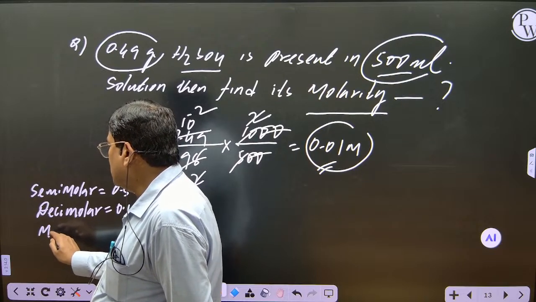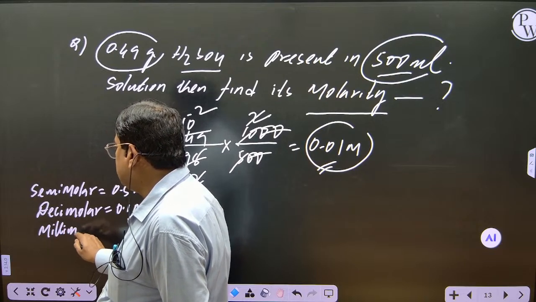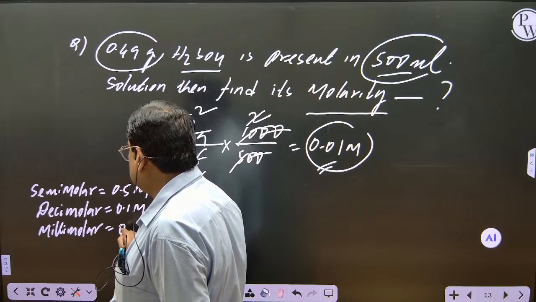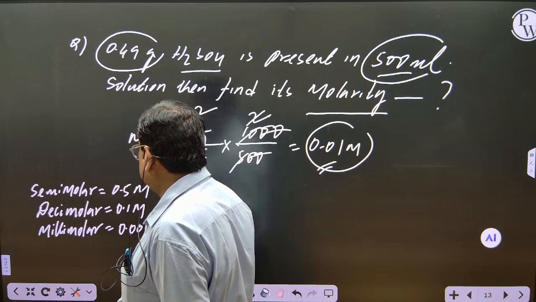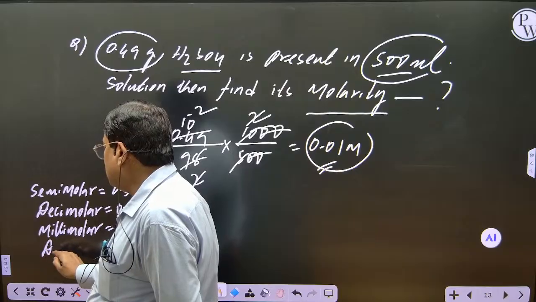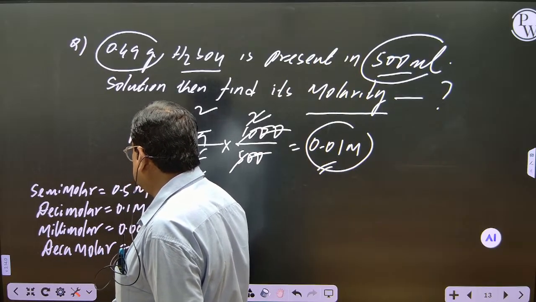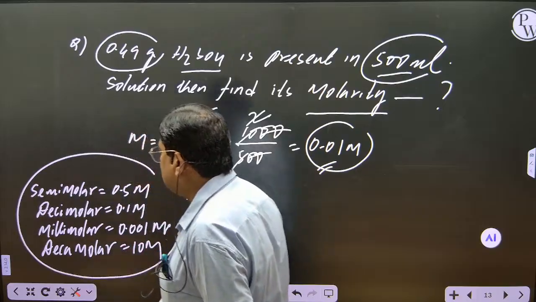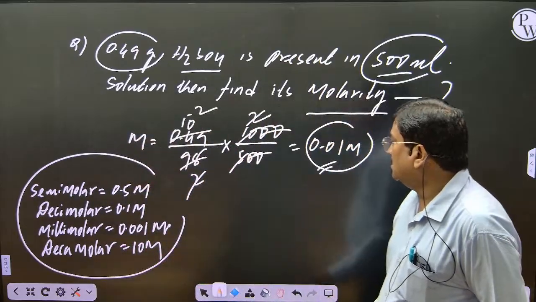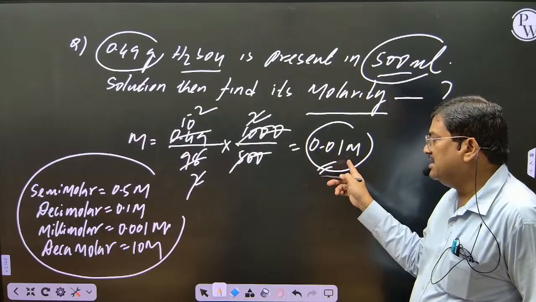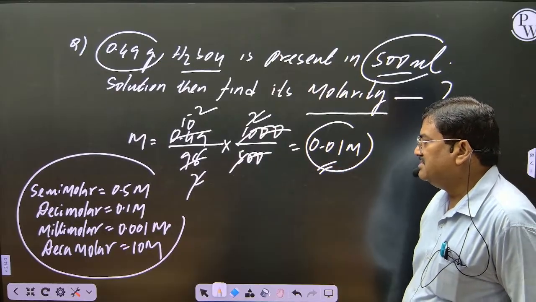And millimolar. Milli means how much, student? Milli is 10 power minus 3, 0.001 molar. And decamolar. What is deca? Deca means 10, 10 molar. These terms they use in exams: semi, deci, milli. Centimolar, centi means 1 by 100.